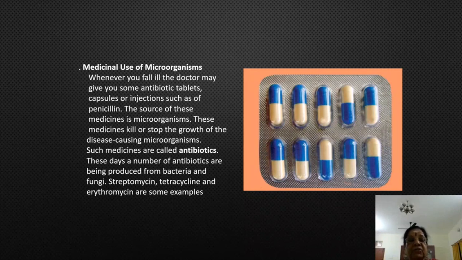But still the source of this medicine is microorganism. This medicine kills or stops the growth of the disease causing microbes. Such medicines are called antibiotics. These days, a number of antibiotics are being produced from bacteria and fungi. Example, streptomycin, tetracycline and erythromycin. I repeat, streptomycin, tetracycline, erythromycin, etc. So these are all antibiotics.